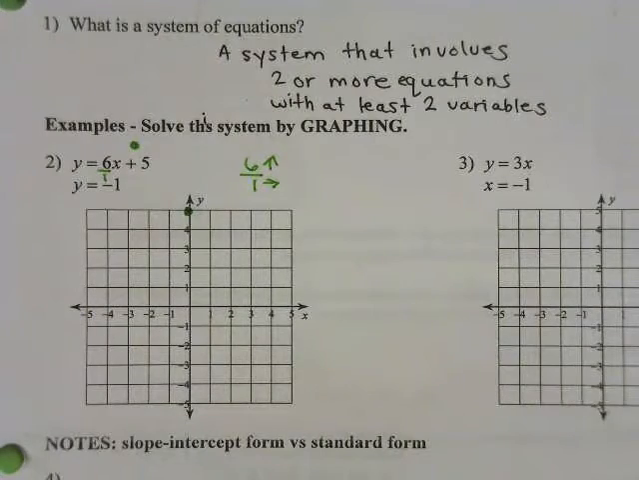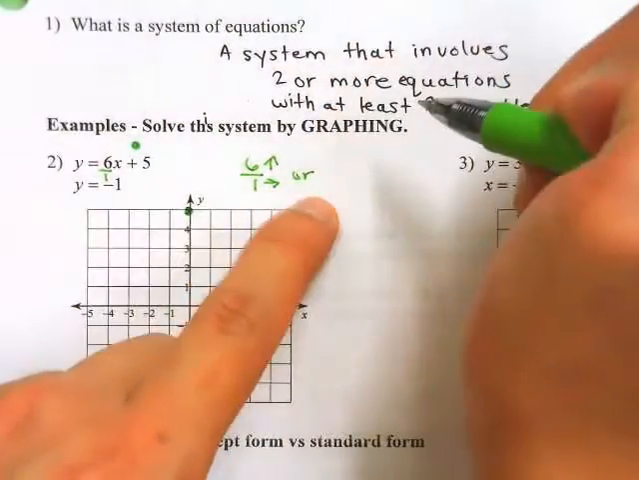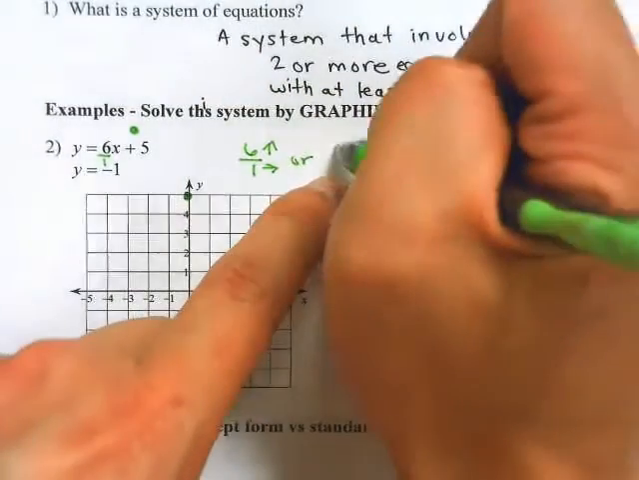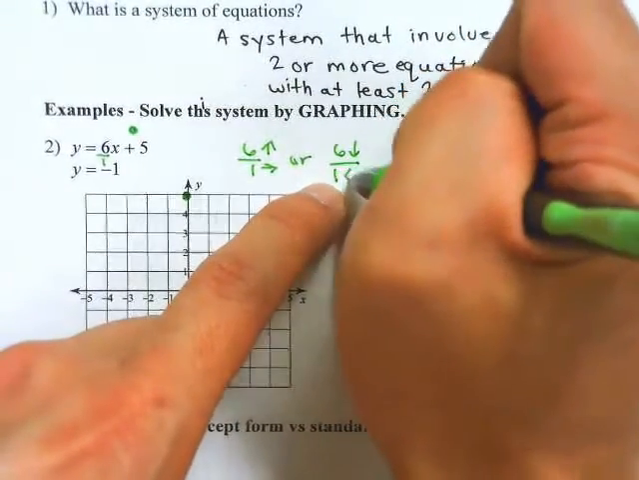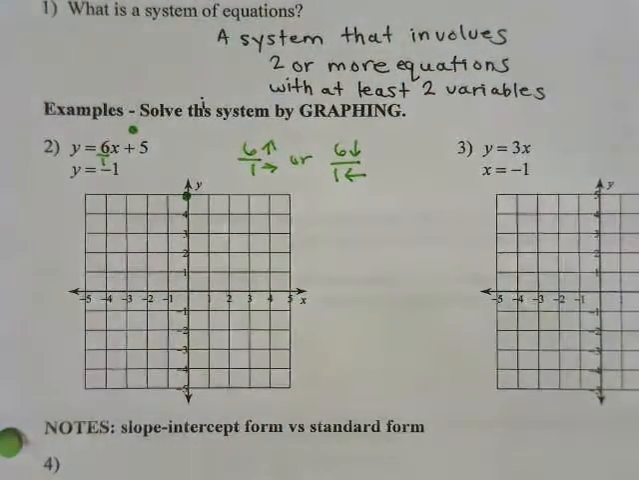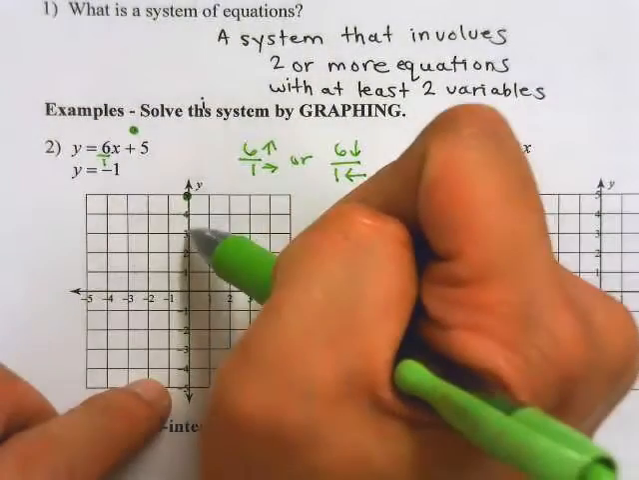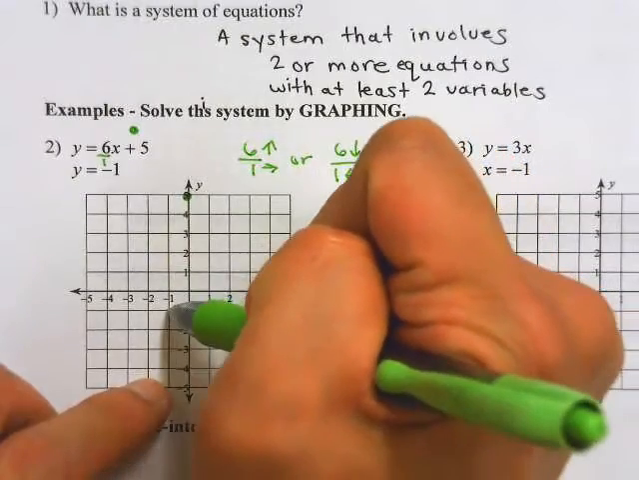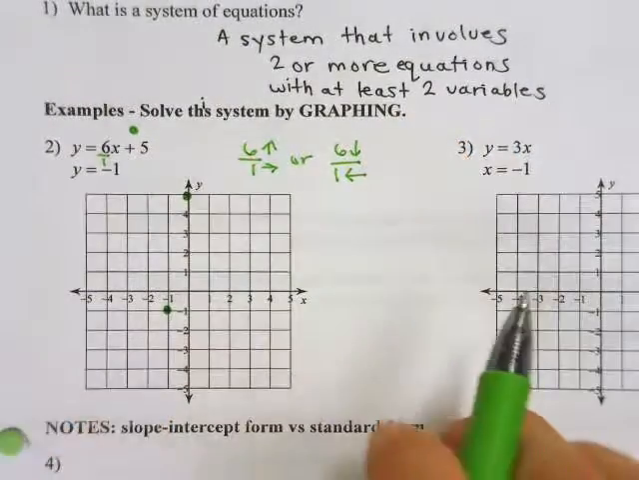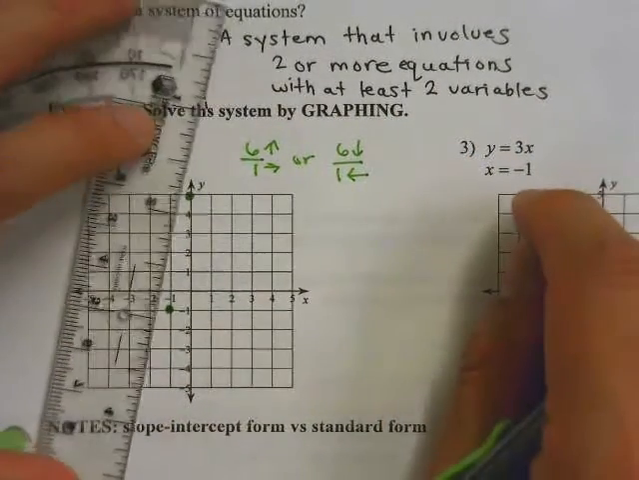However, do we have room to go 6 up, 1 to the right? No. So how should we go then? 6 down, 1 to the left. Okay. You actually could do that anytime, whether you have room or you don't have room. Okay. So let's go ahead and do 6 down, 1 to the left. 1, 2, 3, 4, 5, 6, 1. Okay. And then with your straight edge, ID, or protractor.